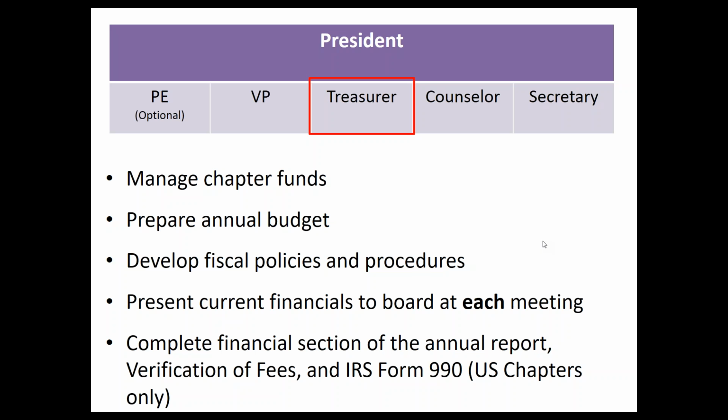The treasurer is obviously responsible for the chapter funds, which includes preparing an annual budget and developing fiscal policies and procedures. They should be presenting current financials to the board at each meeting so everybody knows the status of the chapter funds. And then they'll be responsible for completing a number of reports: the financial section of the annual report, verification of fees, and the IRS Form 990 for chapters in the United States.